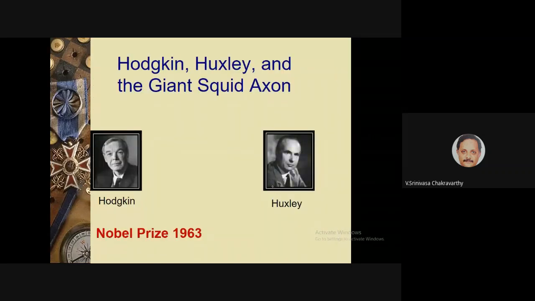So all this, the underlying molecular mechanisms of generation of an action potential, was studied by Hodgkin and Huxley, the British physiologists, and they got a Nobel Prize. They did their work during the 50s, and their work got them a Nobel Prize in 1963.